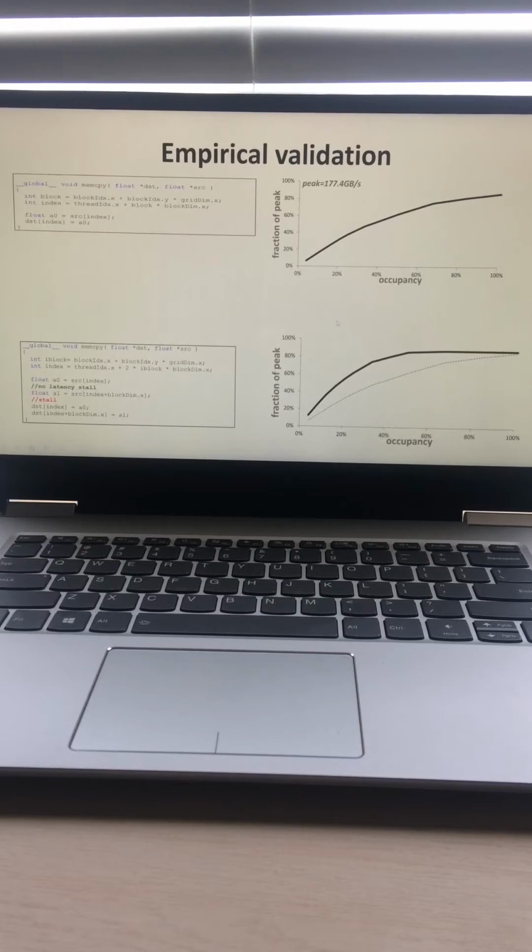Now let's increase the number of copies per thread to 2. That is, in one thread we are copying 2 float values: A0 equals source index, and A1 equals source index plus block dimension dot x. Now we need to understand one thing: in memory accesses there is no stalling of the threads. It happens only when there is some data dependency, and there is no data dependency over here. Hence we can see that when we set instruction level parallelism to 2, we are achieving the peak of around 84% with only 50% occupancy.